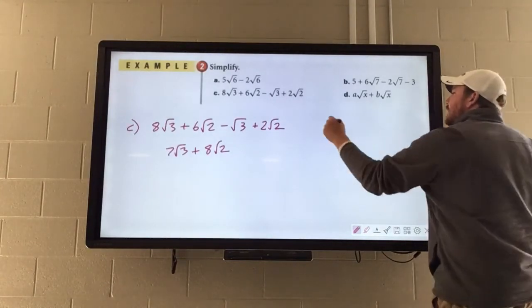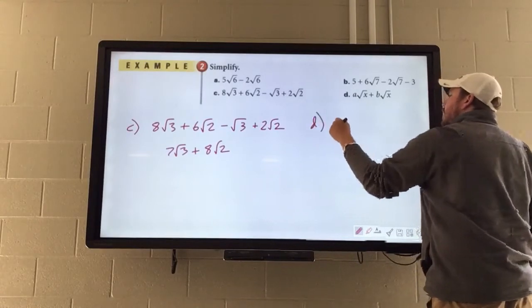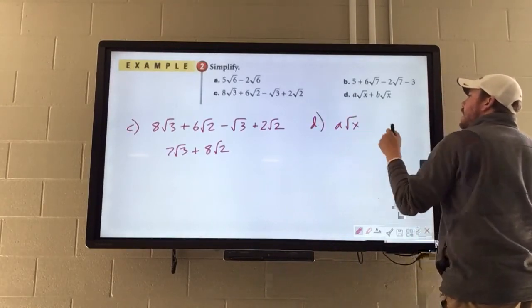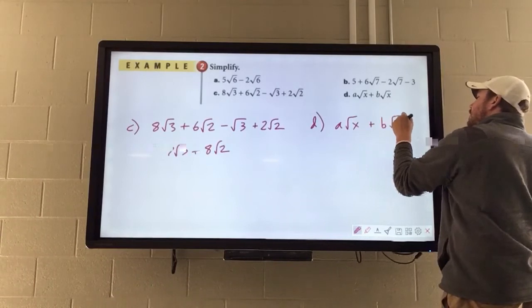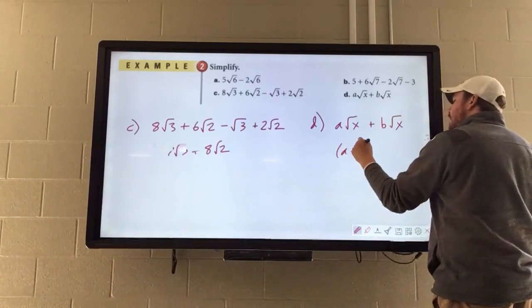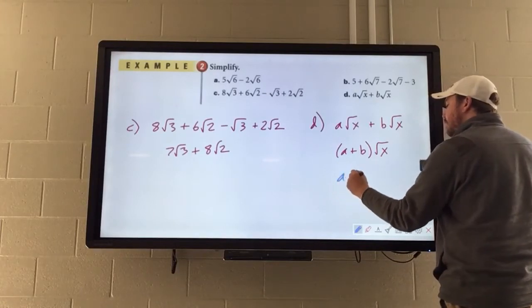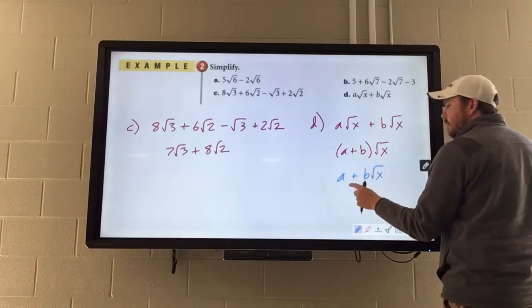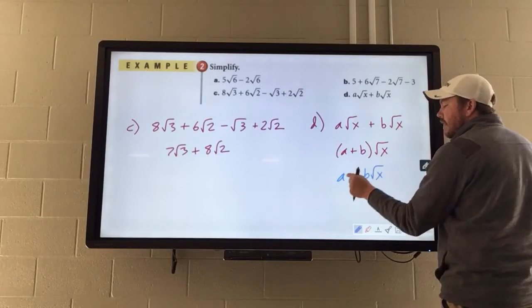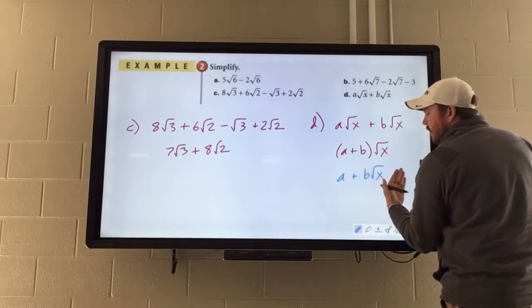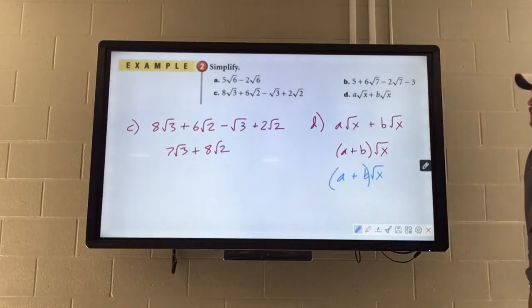And last, D. When we throw in variables, it's still the same idea. So a root x plus b root x. We can rewrite that as a plus b, root x. Now make sure to put the parentheses around this, because if you were to write this as simply a plus b root x, it could be read as a and then b root x as a separate term. So we have to make sure to put our parentheses around it. Great, let's keep moving.